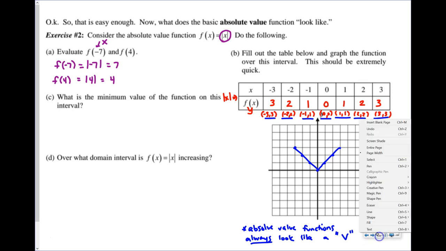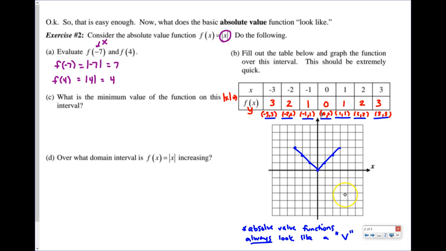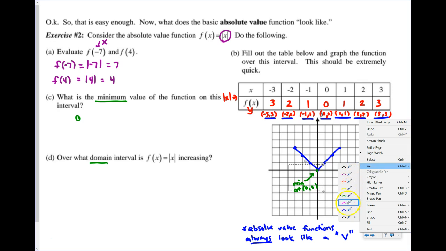So letter C now says, what is the minimum value of the function on this interval? Well, remember, minimum means the lowest, so there's my minimum at 0, 0. So my minimum value is 0. Easy. Over what domain interval is f of x increasing? So remember that domain means what?